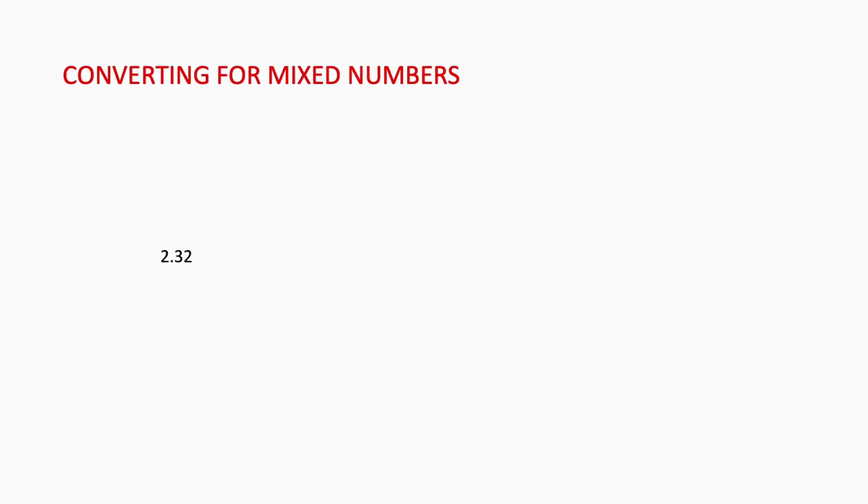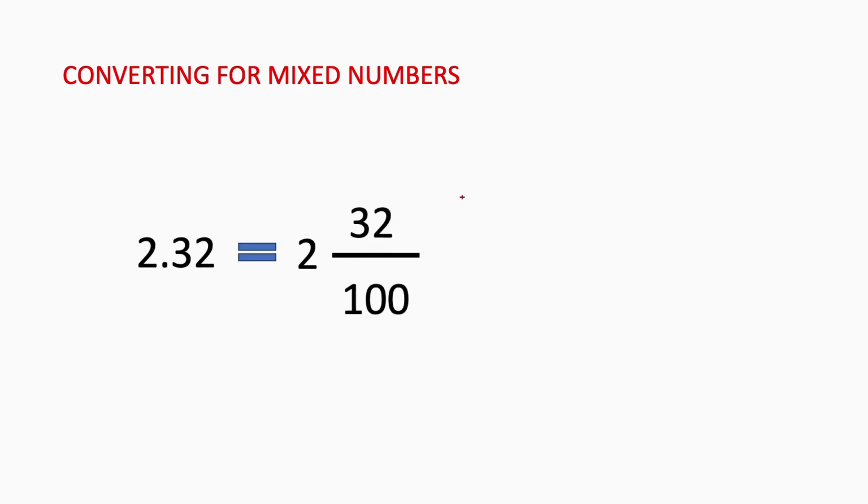Well, if our number is a combination of integer numbers and decimal numbers, do you think we can convert it to a fraction? The answer is yes. Look at this example, please. 2.32. We can simplify the fraction part by dividing 32 and 100 by their GCF, which is 4. The mixed number we will get is 2 and 8/25.